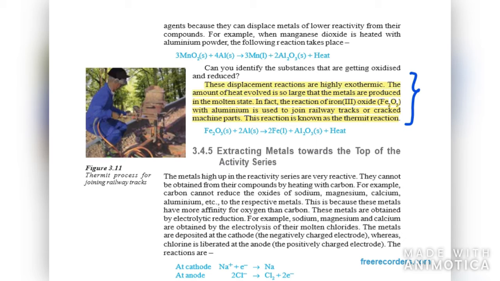So Thermite reaction is actually done in the case of joining railway tracks. Basically, they use aluminium. The amount of heat here, like you can see, we have Fe2O3. It is actually an iron oxide, and when iron oxide is reacted with aluminium, it forms iron only. So iron and aluminium oxide. This reaction evolves so much heat that it is known as Thermite reaction. And with the help of heat, they join these railway tracks.